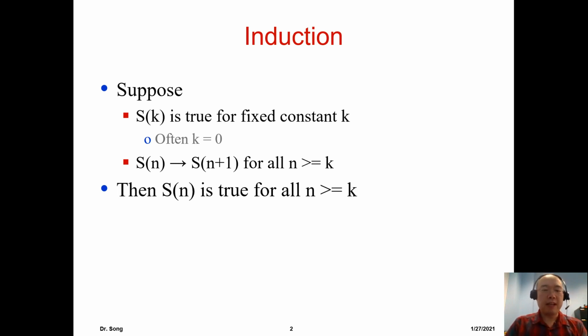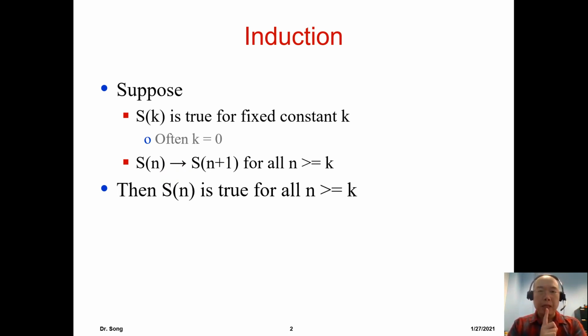The next step, our goal is to show that if S_n is true, then S_(n+1) is also true for all values n greater than k. If we have a proof showing that if S_n is true, then S_(n+1) is also true, what do we have? We start from 0, we prove that for k equals 0, S_0 is true. And then we also have a proof that if S_n is true, we can prove S_(n+1) is also true.